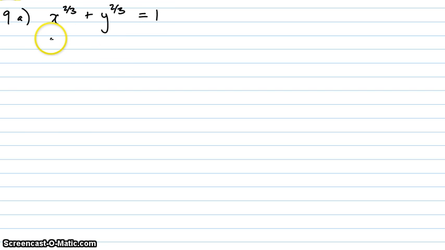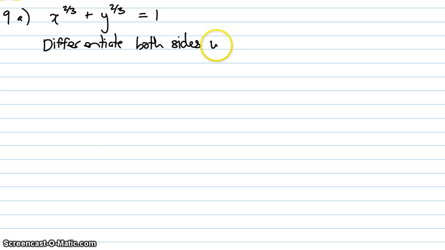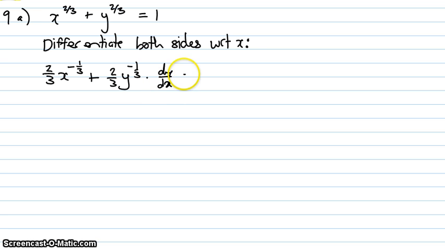Well, this is a question involving implicit differentiation, so we're just going to differentiate both sides with respect to x. What does that give us? Differentiating x to the power of 2/3 with respect to x gives us 2/3 x to the power of negative 1/3, bringing the old power down, decreasing it by 1. Plus, same thing for y, 2/3 comes down the front, y to the power of negative 1/3, but then we have to differentiate the inside, which means we get a dy by dx appearing out the back. That's going to be equal to 0.